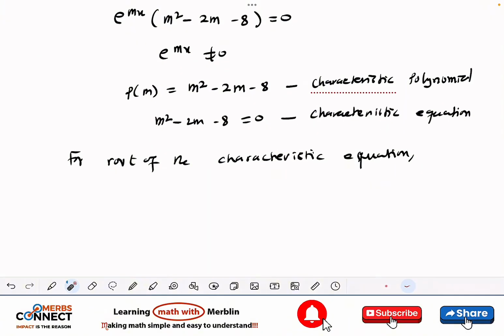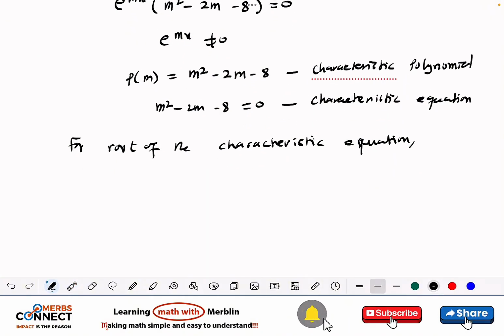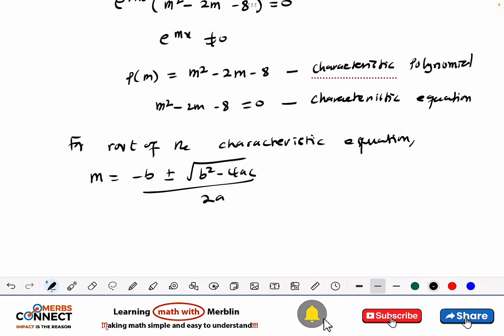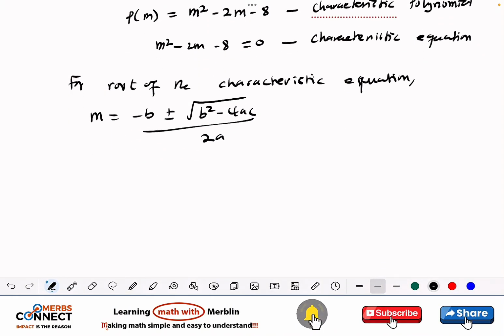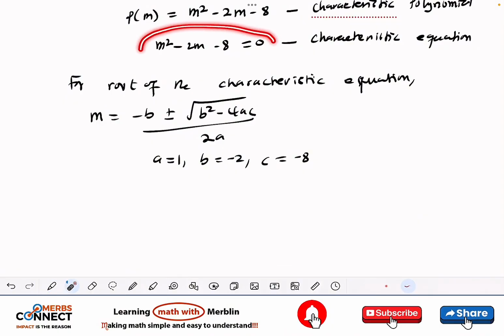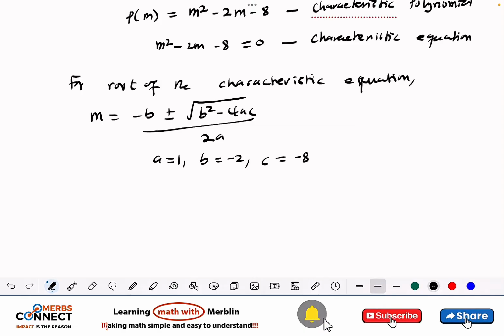Good. So now we are going to use the quadratic formula, right? So we know that m should be equal to minus b plus or minus the square root of b squared minus 4ac, divided by 2a. Good. So now what are we going to do? We know that a is equal to 1, b is equal to minus 2, and c is equal to minus 8 from the characteristic equation. Now let's do substitution to find m.